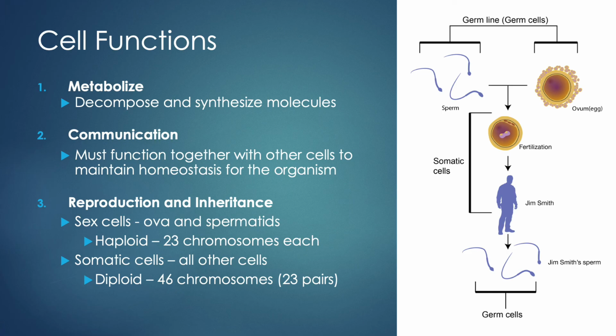So what exactly does a cell do? Well, the three main things that it's going to do are metabolism, communication, and reproduction/inheritance, right? So first off, they have to metabolize things. So what does that mean? It means that ultimately they're synthesizing and decomposing. So synthesizing is they are creating molecules, and decomposing, they are breaking down molecules, right? And they do this in order to give themselves enough energy to survive and also to maintain homeostasis.